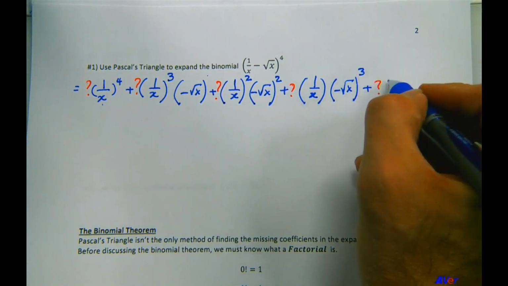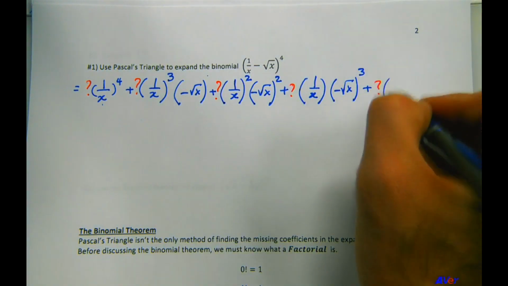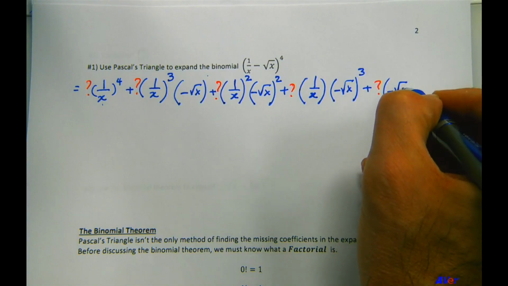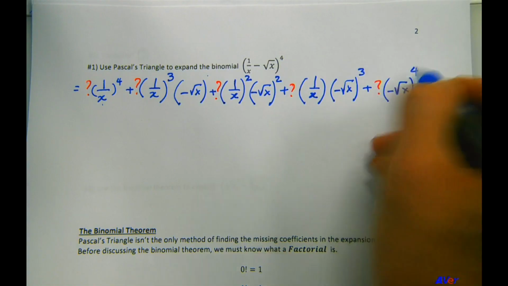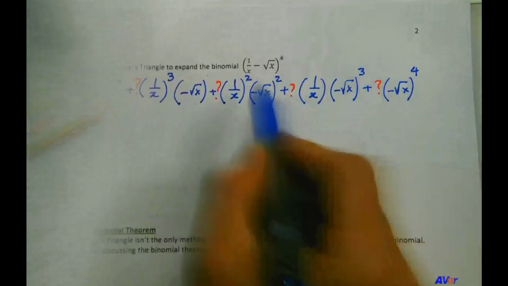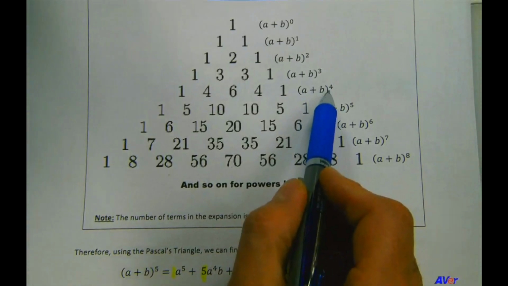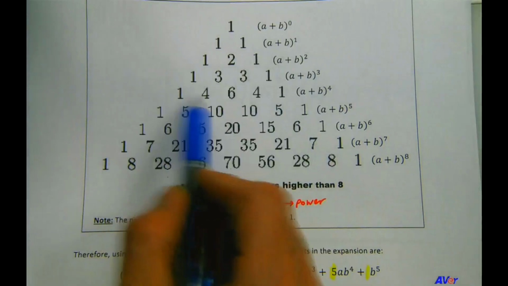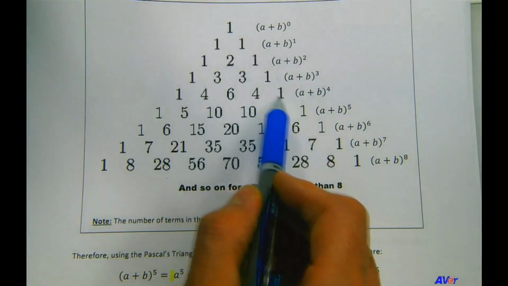And that's going to be minus square root of x to the 4th power. Okay? So, we look at the Pascal's triangle. We can look at the one that I have on the front page, right? For a binomial to the 4th power, these are the coefficients: 1, 4, 6, 4, 1.